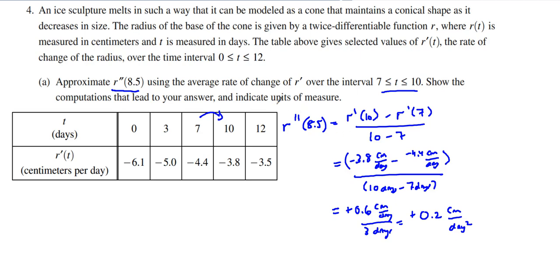And we have to indicate the units of measurement. That's something they needed for us. And that was basically the slope from 7 to 10, the average rate of change.